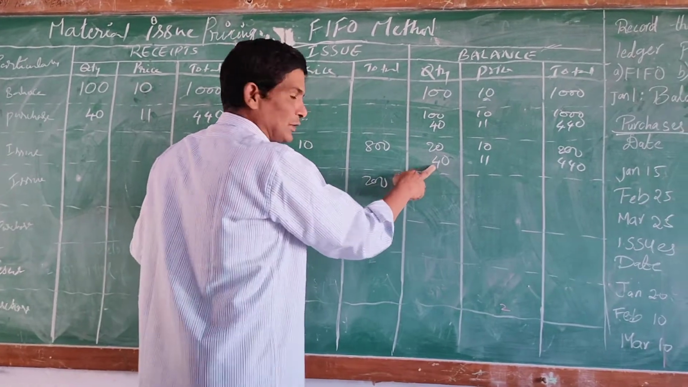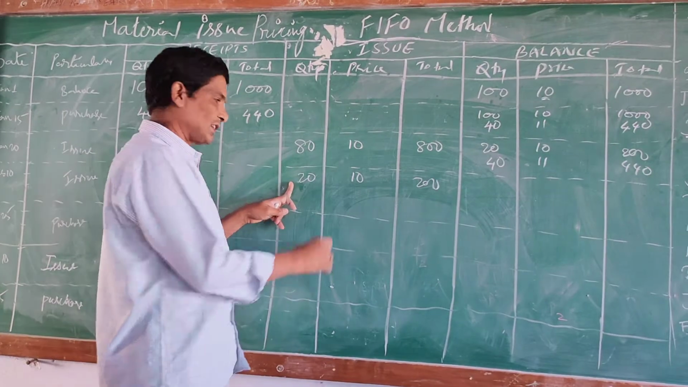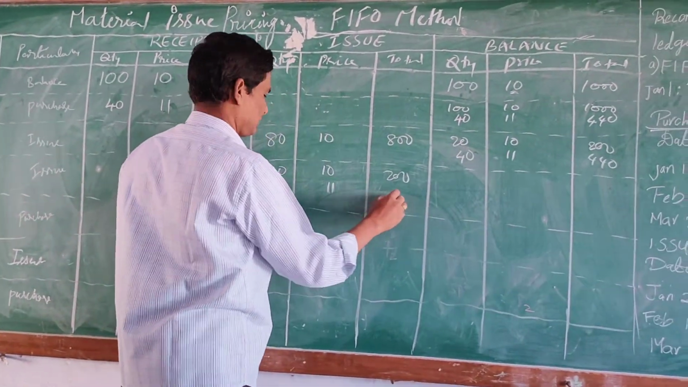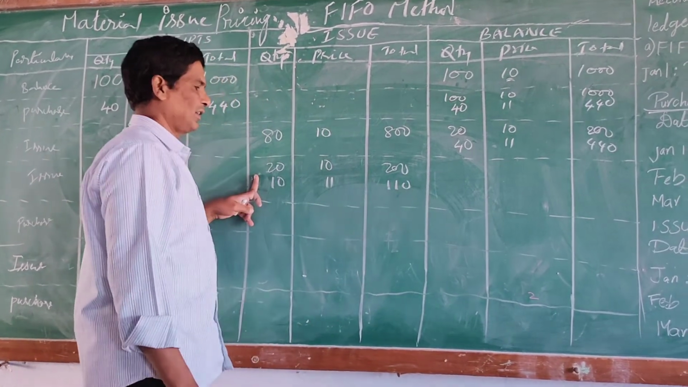200. So from this 40, how much issued? 10 units. Very nice. 10 units. So what is the price? 11. So that is 110. How much? 110.